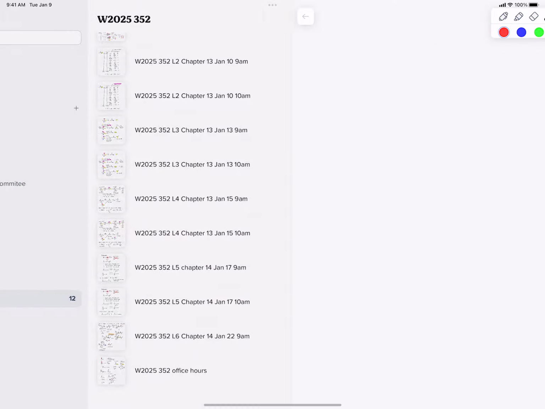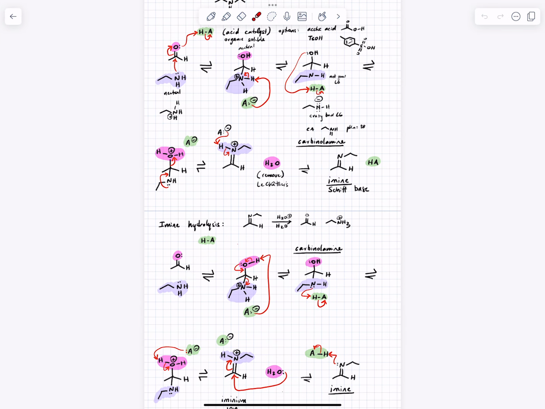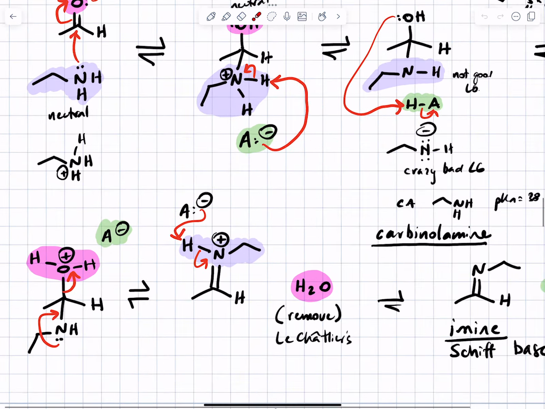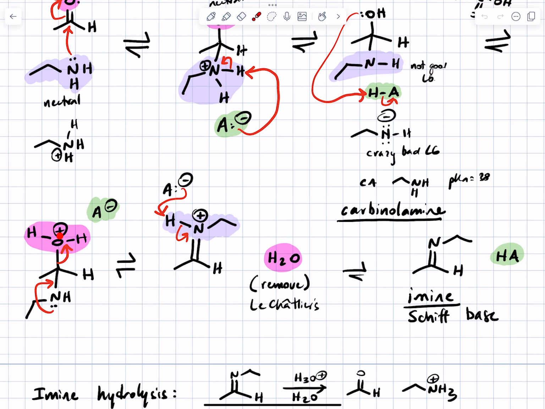And if you remember last time from the imine formation mechanism, let's see if I can pull it up quickly. Once we get to this stage where we've kicked off water as a leaving group, we get to the iminium ion. The fact that that nitrogen is bonded to one and only one carbon means that you can remove the proton from the iminium ion to get the neutral imine product. Okay?